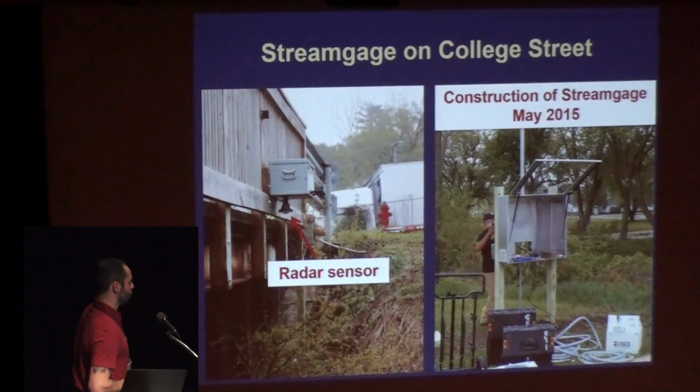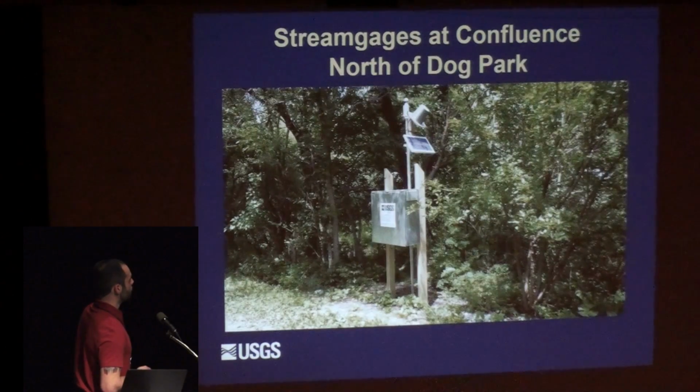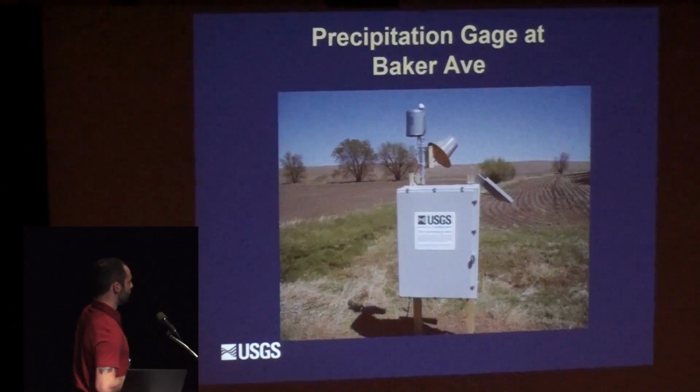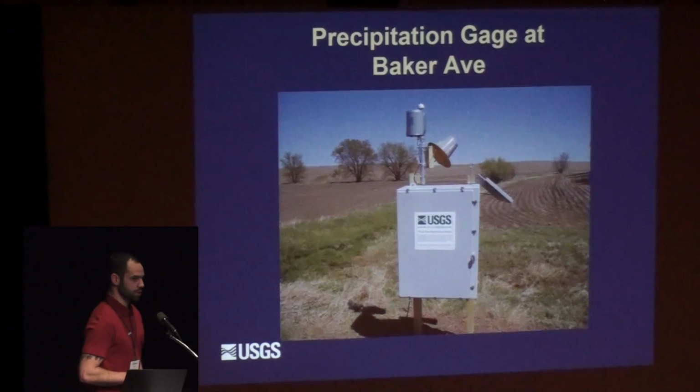This is just a quick picture showing the install of some of the gauges. This is the gauge on College Street on the north side of town. It's, like I said, a stage gauge and also a discharge gauge. These are the gauges that we installed on the northern part of the watershed, the stage-only gauges. And also, this is what our precip gauges look like.